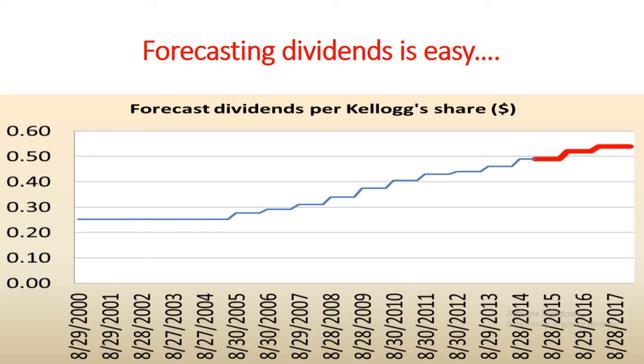So here is a forecast of dividend payments of Kellogg's. If we look at the trend line of dividend payments of Kellogg's, we can see that this trend line is upward sloping. So by looking at the trend line, which is blue, we can easily forecast its future dividend payment, which is denoted by the red line. For corporations like Kellogg's which have had a stable growth in their dividend payments over the past, by looking at the stable growth rate of dividend payments, we can easily forecast Kellogg's future dividend payments.